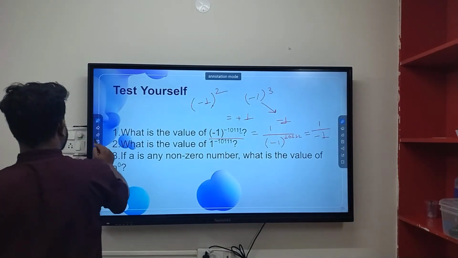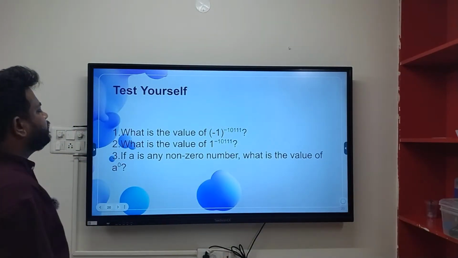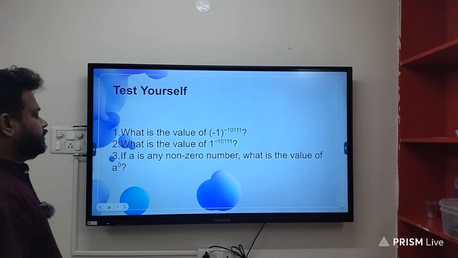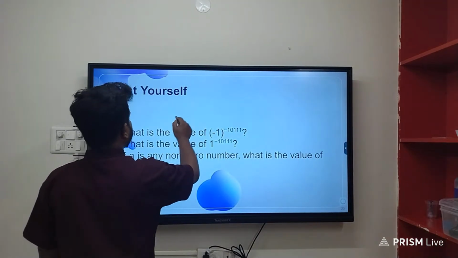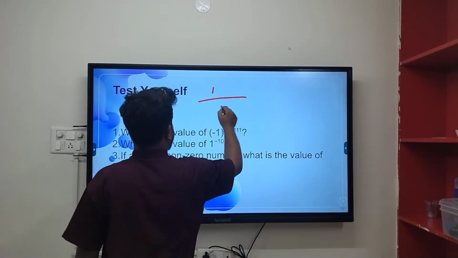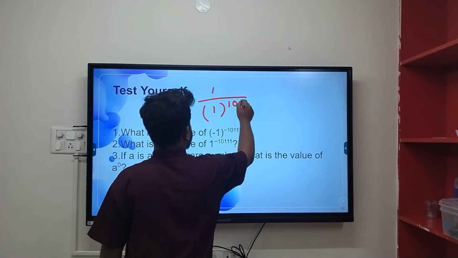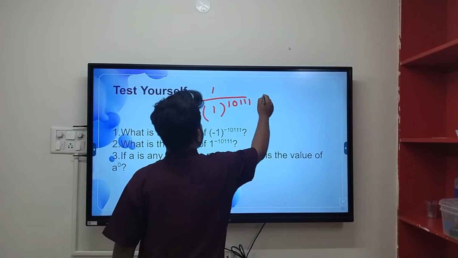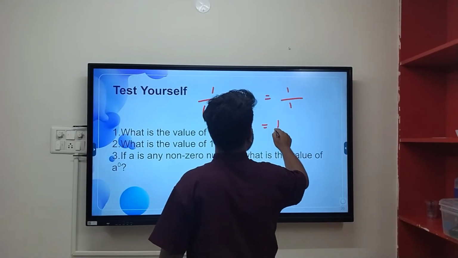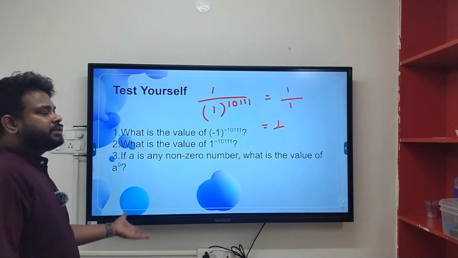The next one: what is the value of 1 to the power minus 10111? Okay, so this one will be 1 by 1 to the power 10111, and it will be 1, so the answer will be 1. Okay, this is also like the same process.